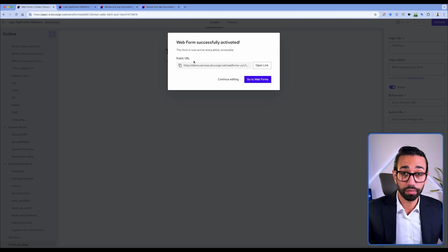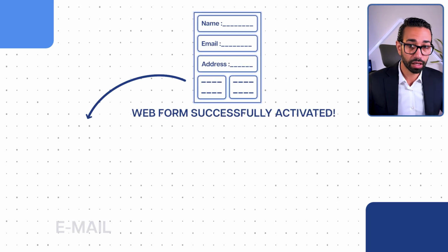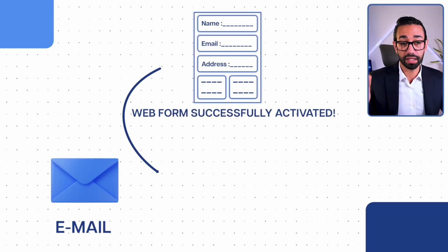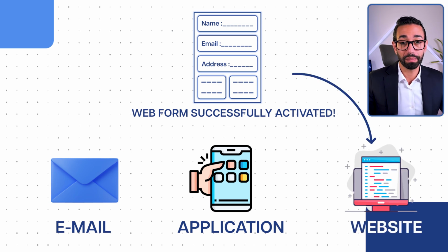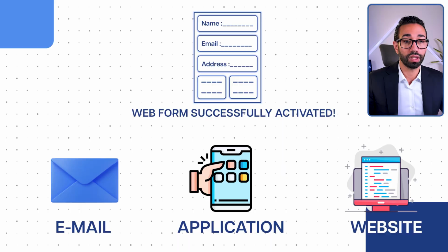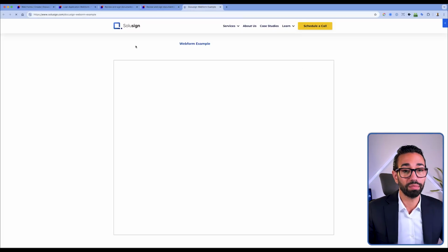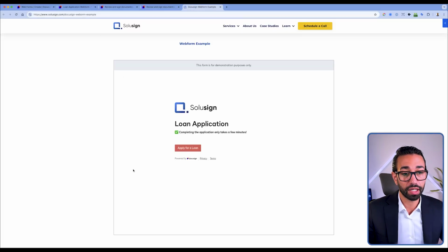But now back to our web form. We've got two ways to share the web form with people. We can either take this URL, copy it, and send it by email. We could add this URL to our intranet, or you could also embed the web form completely. So this is an example of a web form embedded on our SoluSign website, as you can see. And so instead of sending the DocuSign branded URL, you can just keep the branding consistent and have things hosted on your website.